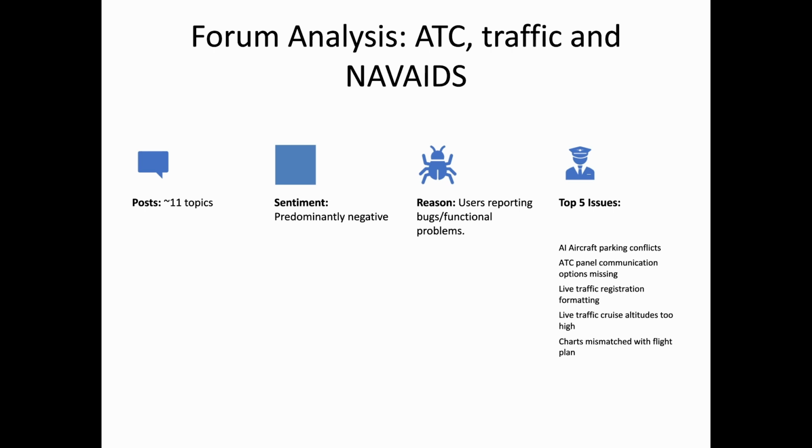Then the live traffic registration formatting is number 3. Then the live traffic cruise altitudes too high. This is also a nightmare. And the 5th one is the charts mismatched with the flight plan. Those charts which are in the electronic flight bag, that nice application, they're not always correct. So these are the top 5 issues in this category, ATC, traffic and nav weights.